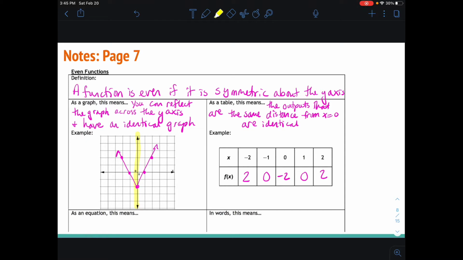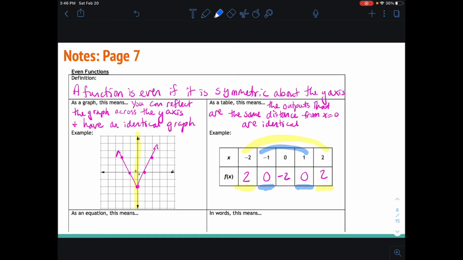So if we look at this, -2 and 2 are the same distance from 0, and they are producing the exact same value. They both produce +2. And then if we look at -1 and 1, they are both the same distance from 0, and they both produce the same exact output.